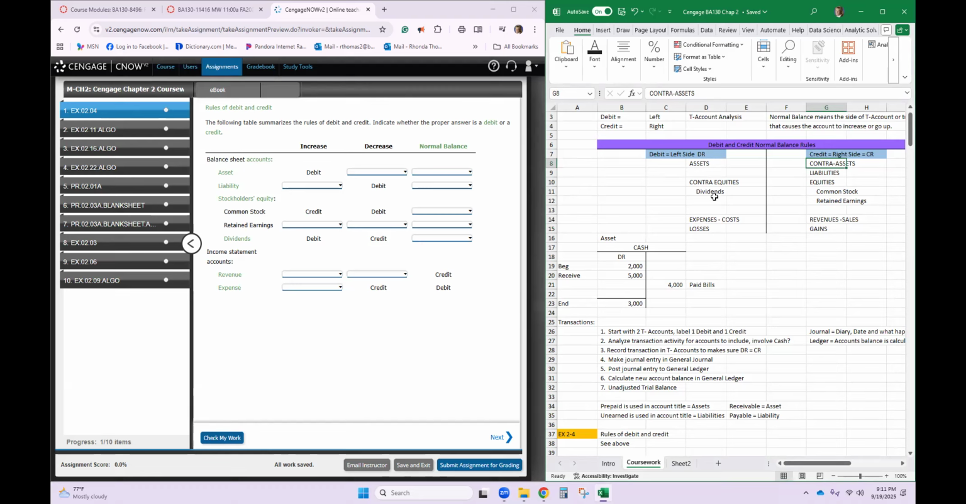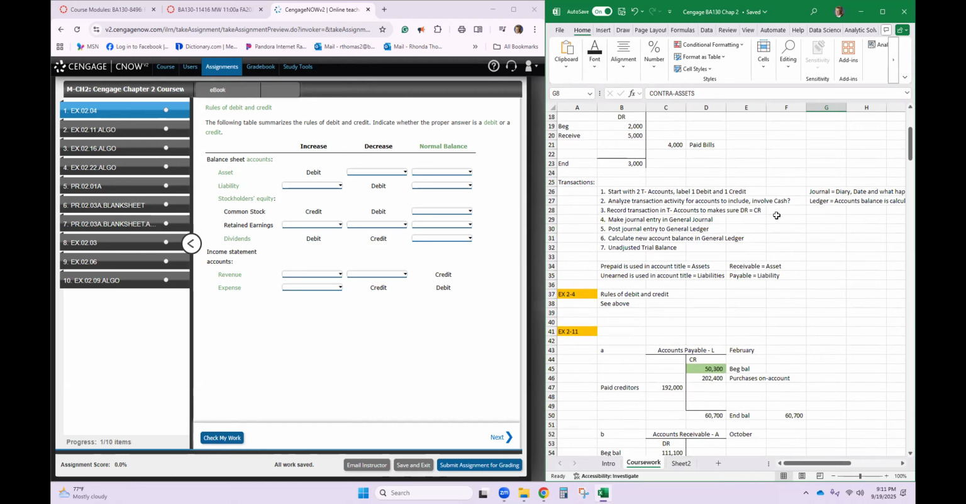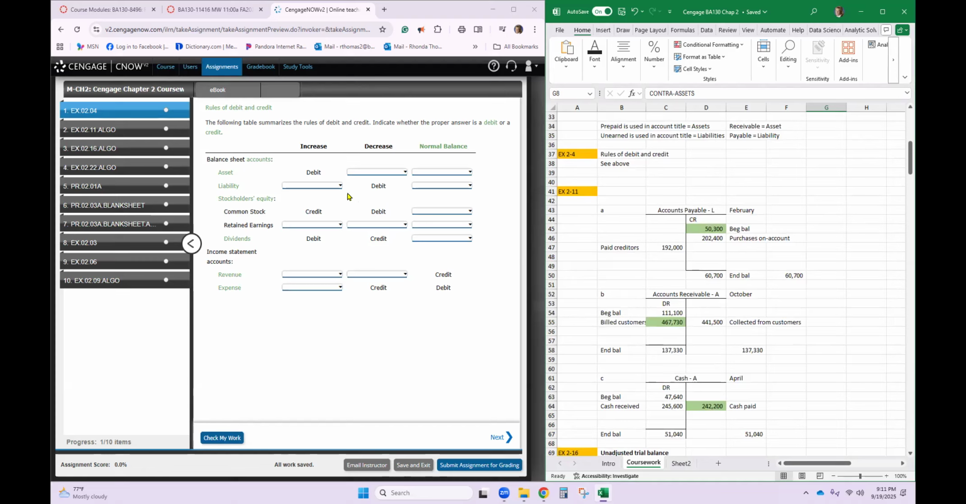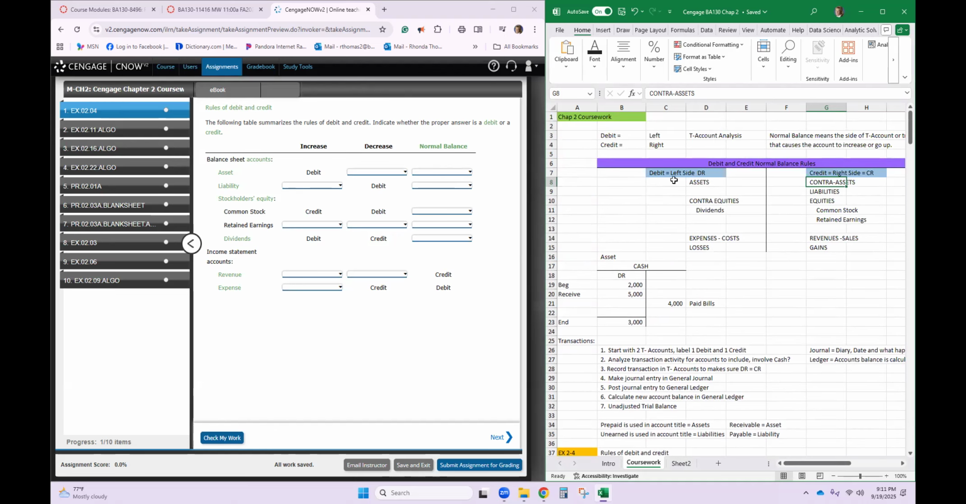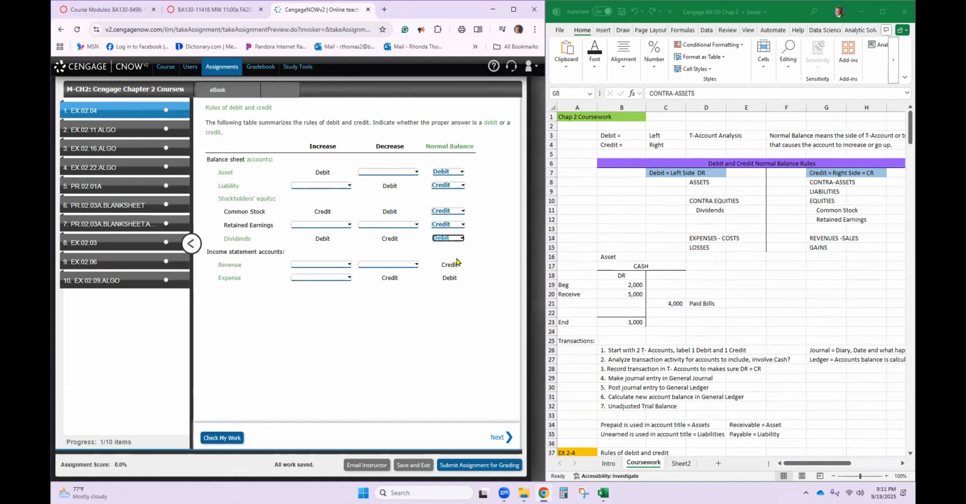Remember, the important point of knowing the normal balances of these different accounts is that's the side that causes the account to go up. That's the increase side, okay? All right, so let's take these rules and put them together. So I suggest that you go over here. So here is the cheat sheet, right? So an asset's normal balance is a debit. A liability's normal balance is a credit. Common stock's normal balance is a credit. So is retained earnings, but dividends is the odd one. Okay, dividends is an equity account, but it has a debit normal balance.